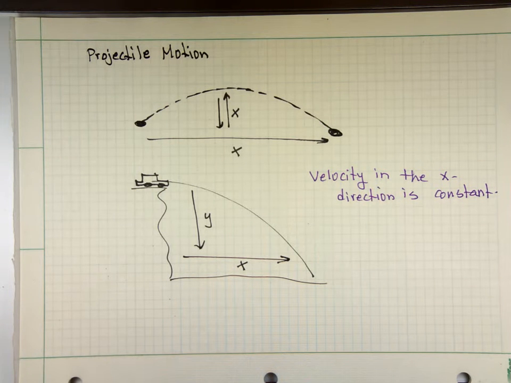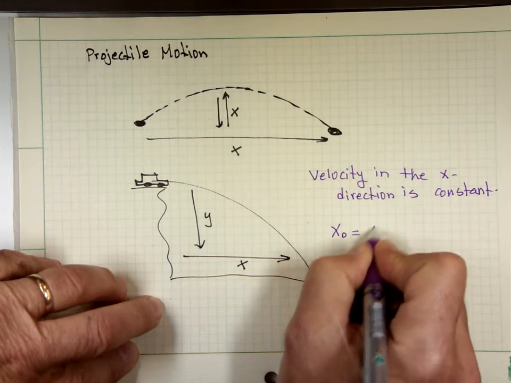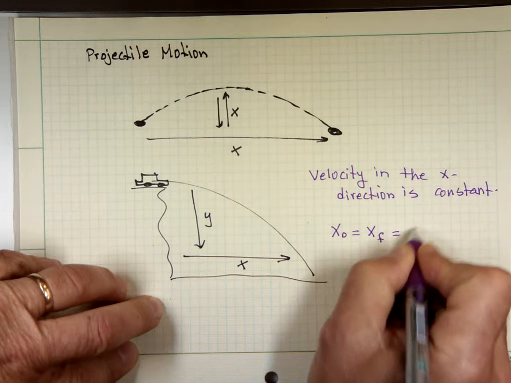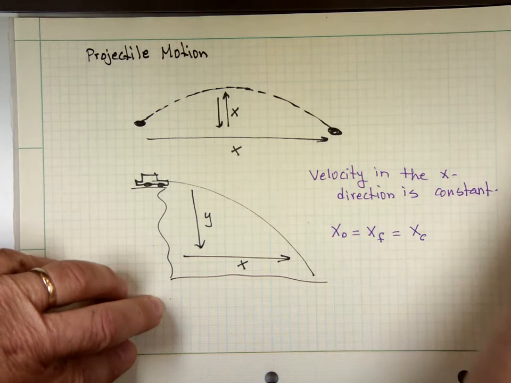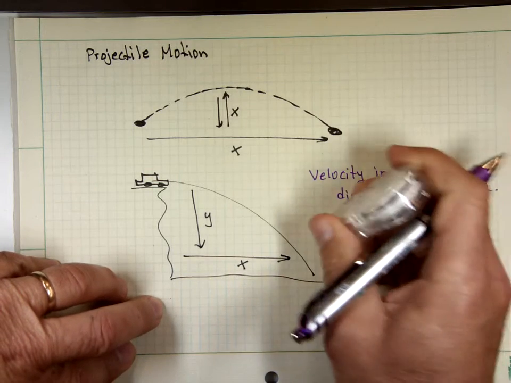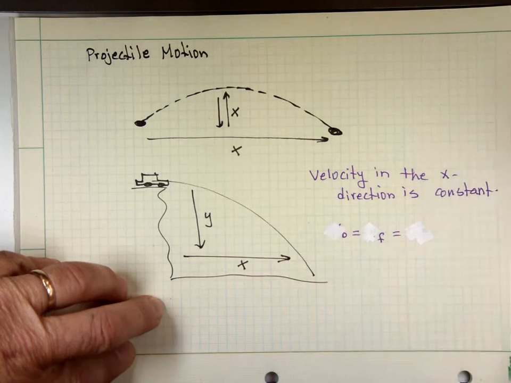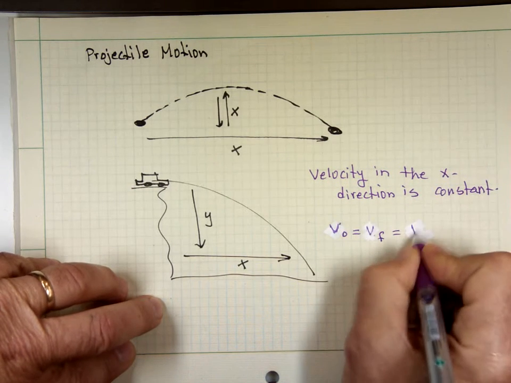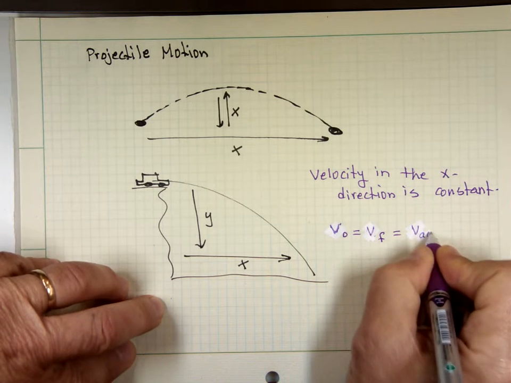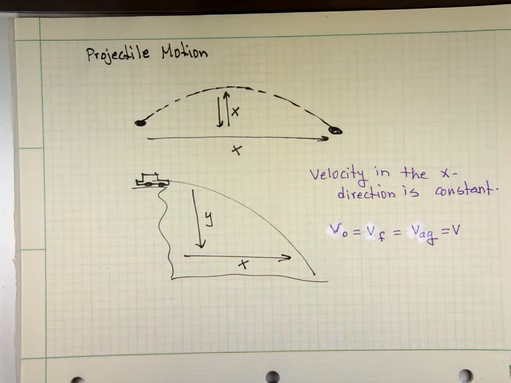What does that mean, the velocity in the x direction is constant? That means your initial velocity equals your final velocity equals your average velocity. I'm writing x for velocity. Why am I writing x? Your initial velocity, your final velocity, your average velocity, all are the same. We'll just call that v. They're the same. They don't change.